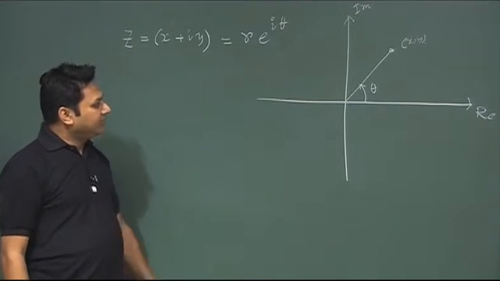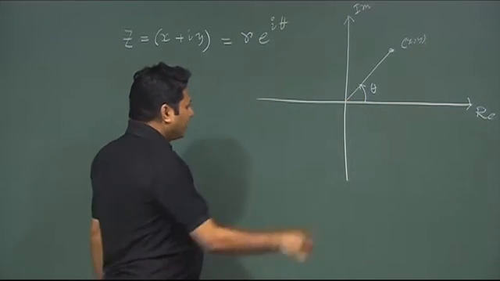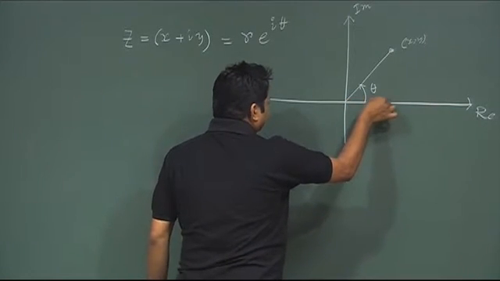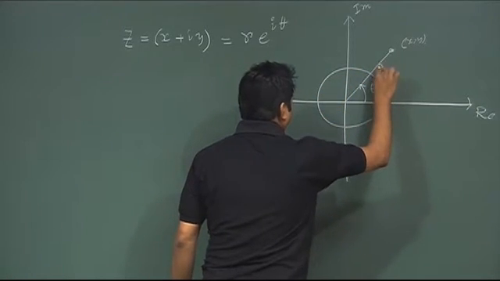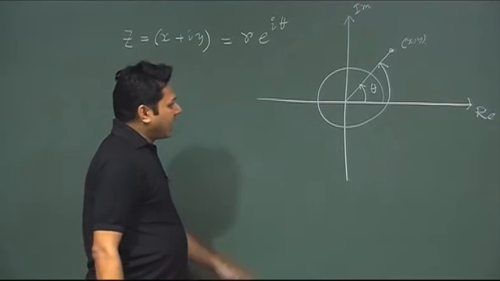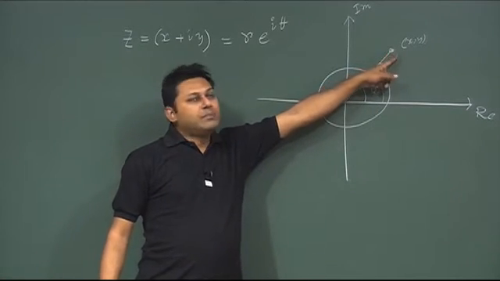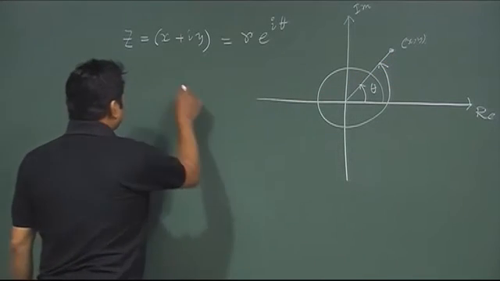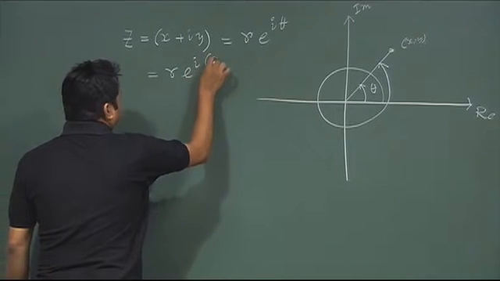But is the value of theta unique here? Because if I go around once more, then again I will have a theta which is the same point, located at the same point in polar coordinates. That means I can write this in this way also.